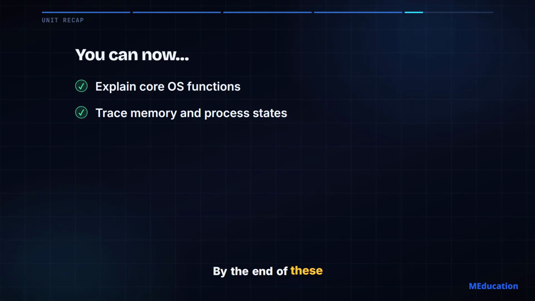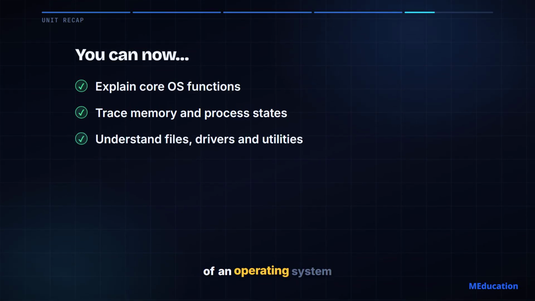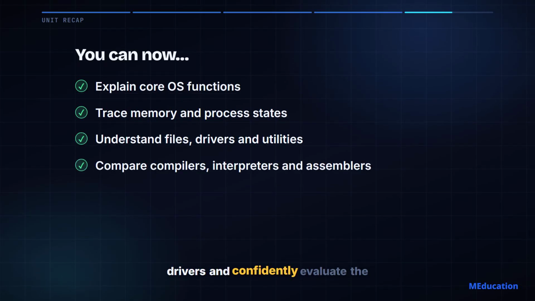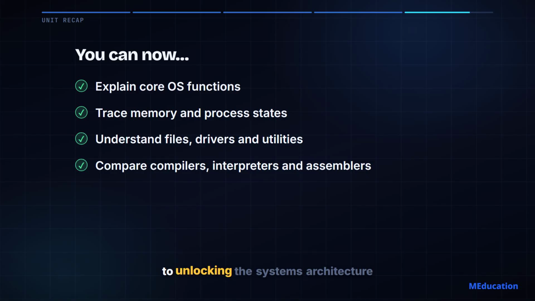By the end of these topics, you will be able to explain the critical functions of an operating system, trace how it manages memory and processes, understand file structures and device drivers, and confidently evaluate the translators that turn human-readable code into machine action. This knowledge is your key to unlocking the systems architecture section of the syllabus. You are ready to begin.